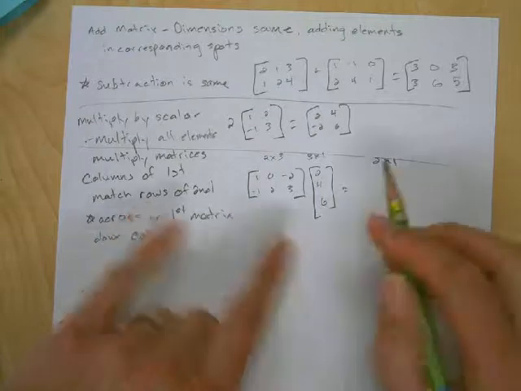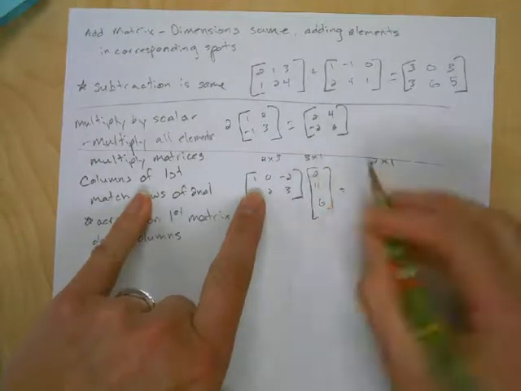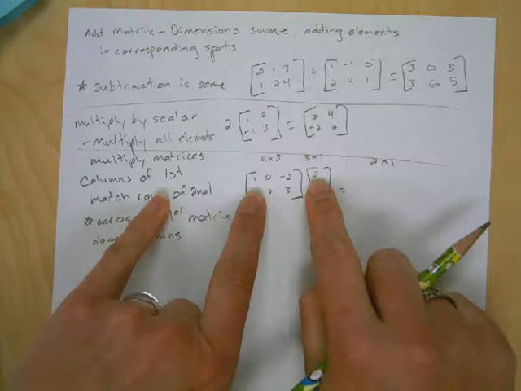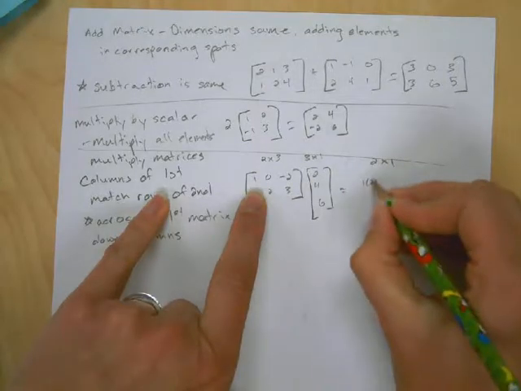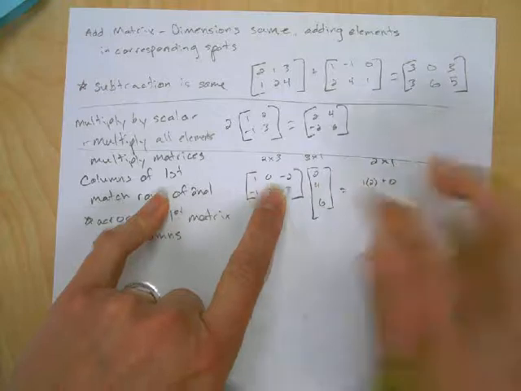So then when you go to multiply this out, this is 1 times 2 plus 0 times 4, which is 0, plus negative 2 times 6.